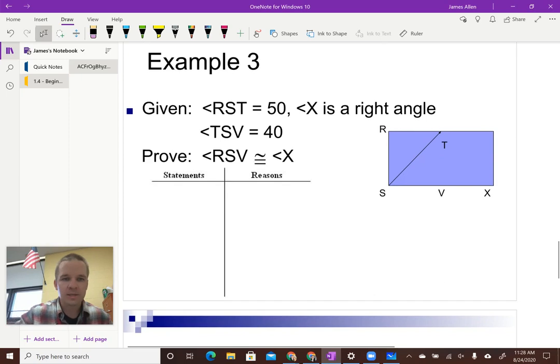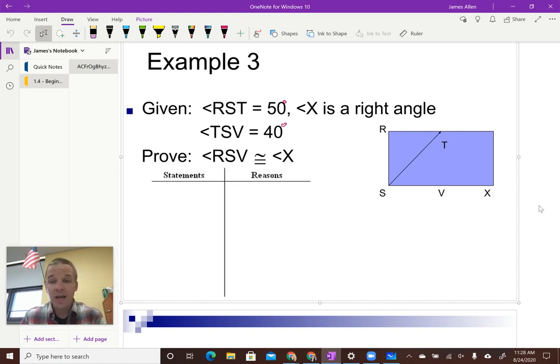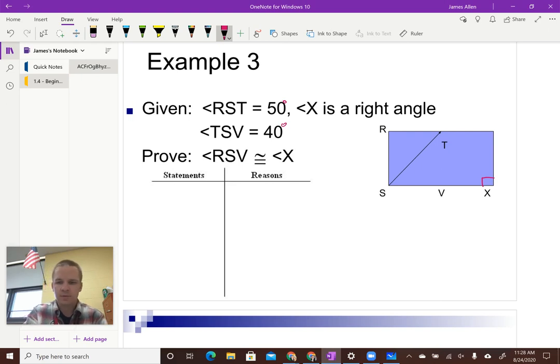Cool. Next one, we have RST is equal to 50 degrees. Should have little degrees. This PowerPoint was done before MathType was a thing, which is why these look like the greater than symbols. It's angle is what we really are using them as, okay? All righty. Then it says angle X is a right angle. I'm going to notate that, and the way we notate that is with a little box there, all right? And then it says TSV is 40 degrees. Cool. Well, we want to prove that RSV, which is this angle right here, is congruent to angle X.